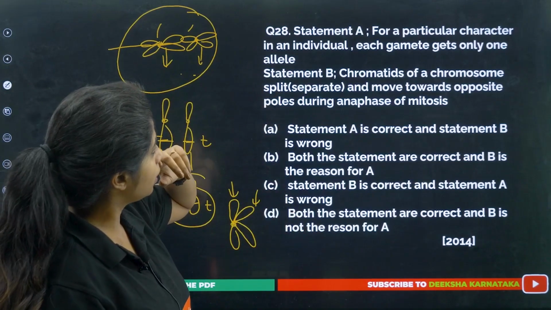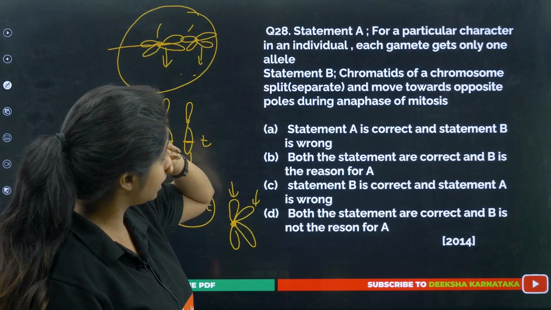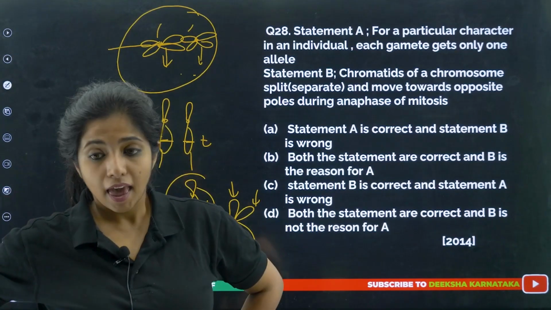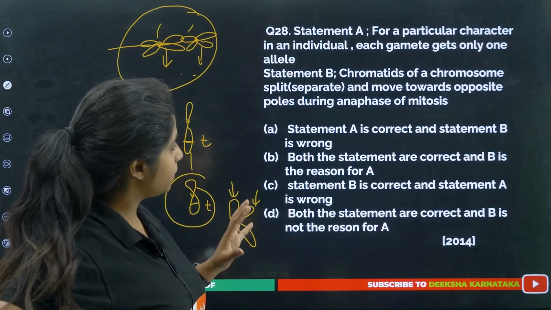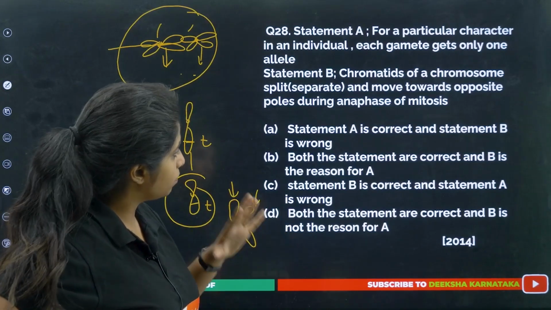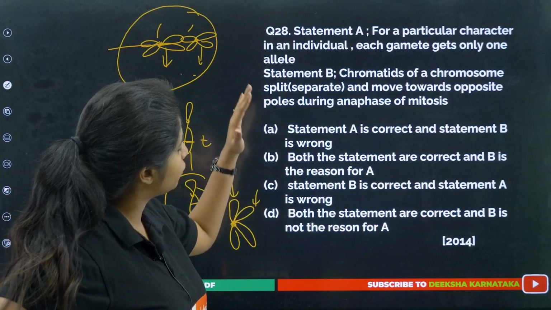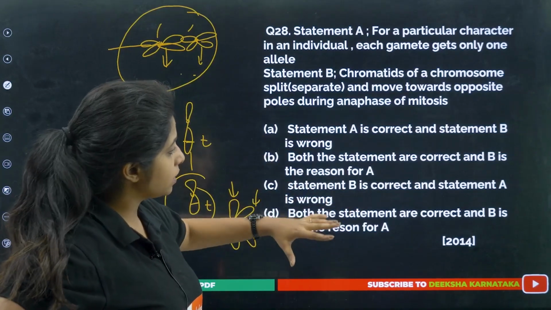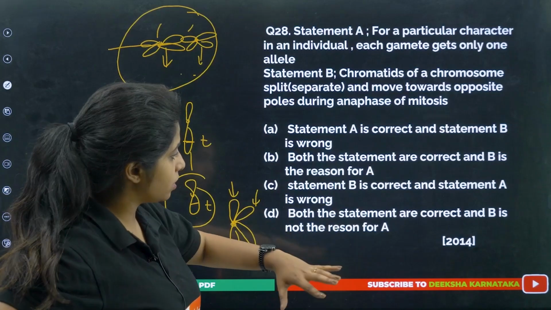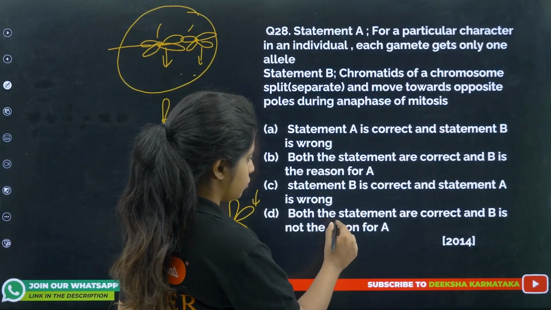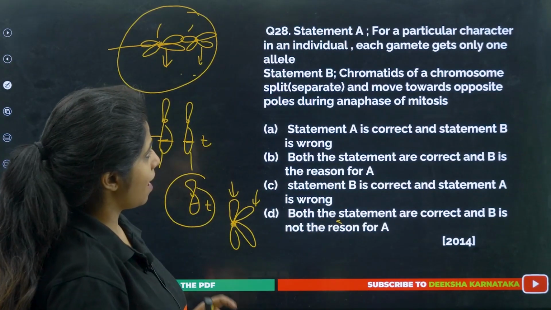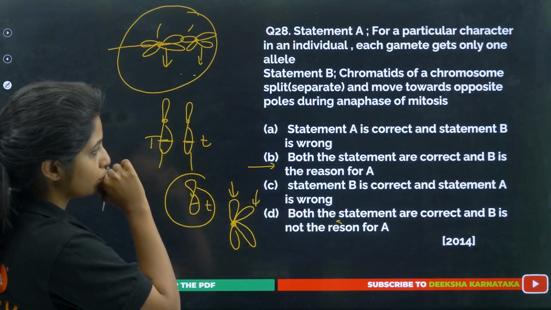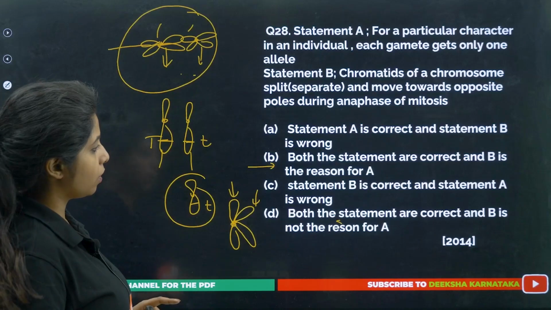For a particular character in an individual, each gamete gets only one allele. Actually it is correct. Let's see the options. Statement A is correct and statement B is wrong. Both the statements are correct and B is the reason for A. Statement B is correct and statement A is wrong. Both the statements are correct and B is not the reason for A. I'm getting confused, but I suppose this is the answer, but I'll just confirm it. This came in 2014.